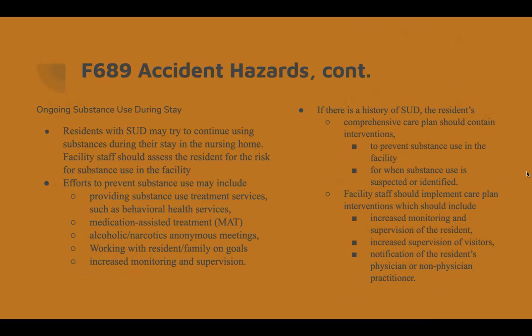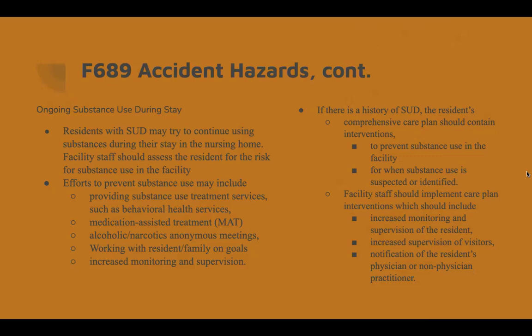It also covers ongoing substance use during the stay at the nursing facility. Residents with substance use disorder may try to continue using substances during their stay in a nursing home. Facility staff should assess the resident for the risk for substance use in the facility. If your facility is aware of a resident who has been actively seeking out substance use, it is imperative that an assessment is completed, documentation is noted, and a care plan is updated.